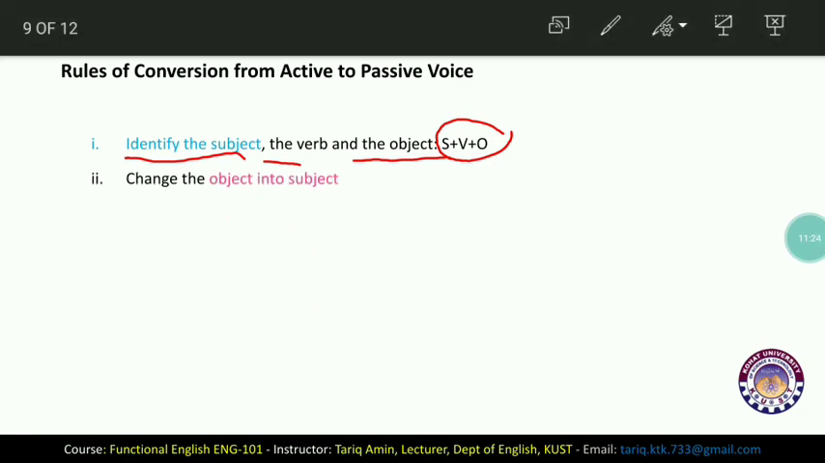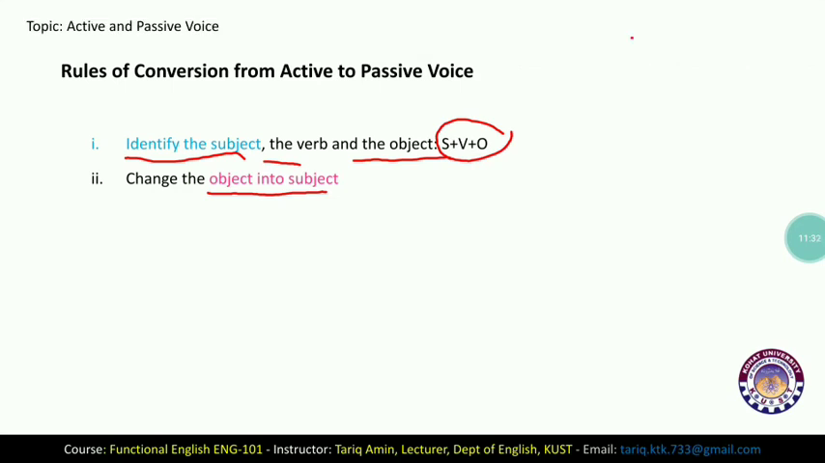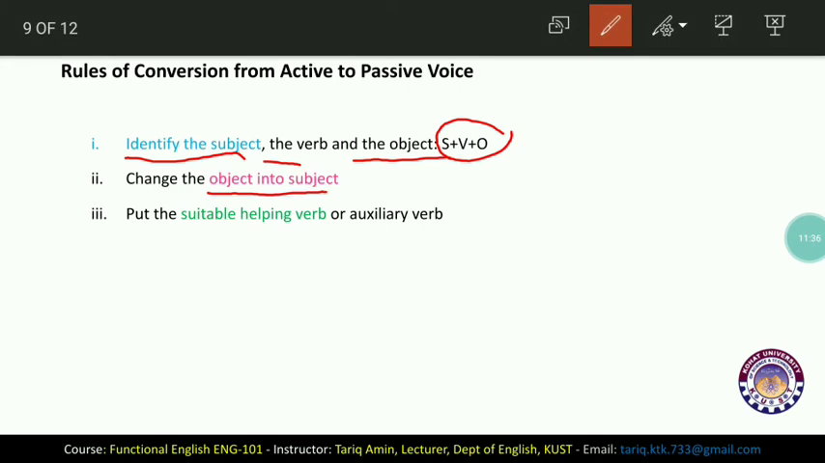And the second step is to change the object into subject. You need to change the object of the sentence into subject. And then put the suitable helping verb or auxiliary verb. After the subject, you need to put a suitable helping verb or auxiliary verb. If the subject is singular, you need to put a singular verb. If the subject is plural, you need to put a plural verb.